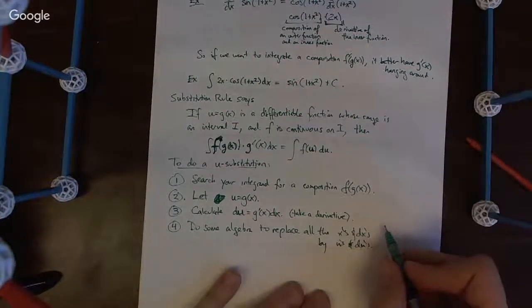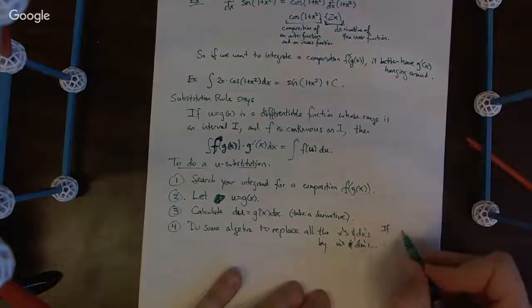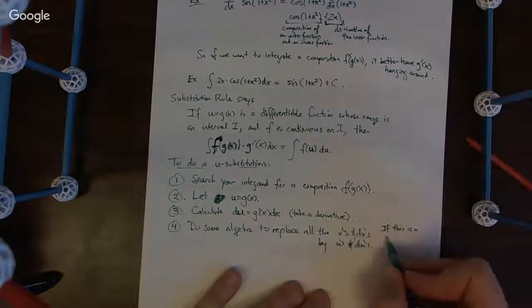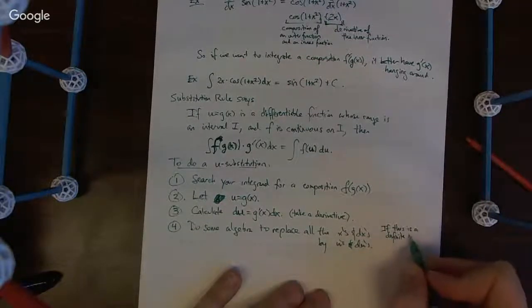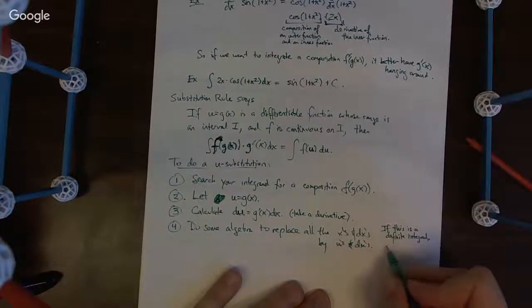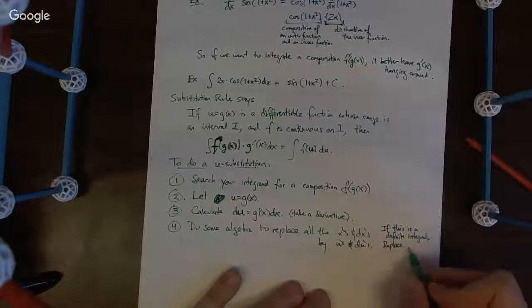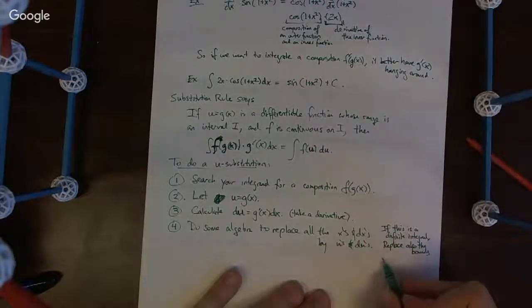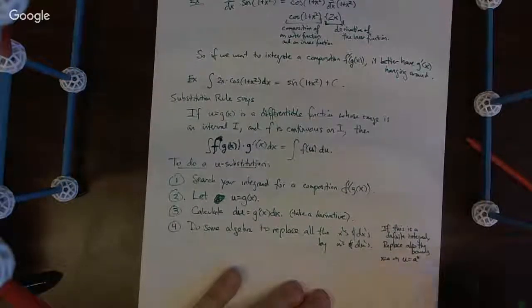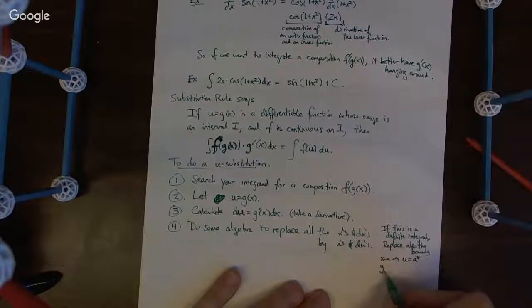If this is a definite integral, then replace also the bounds. So for x equals a, we figure out what u is equal to when x is equal to a, and if x is equal to b, we figure out what u is equal to in that case. We'll do some examples.